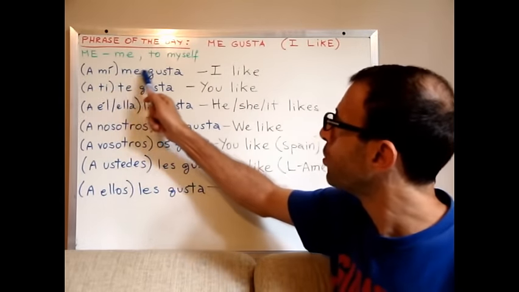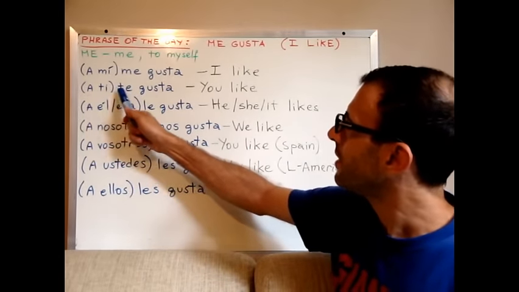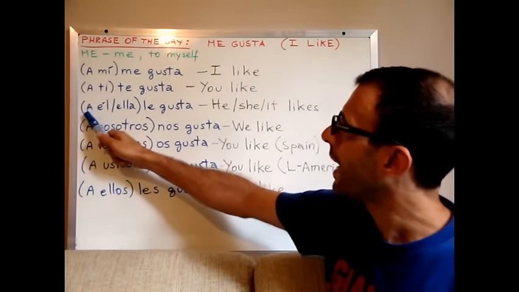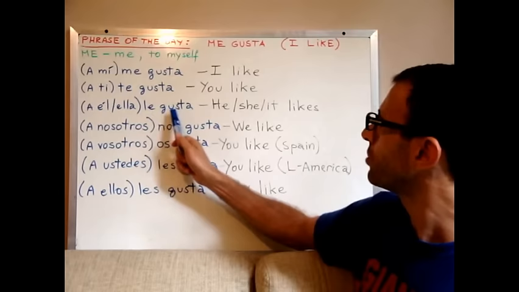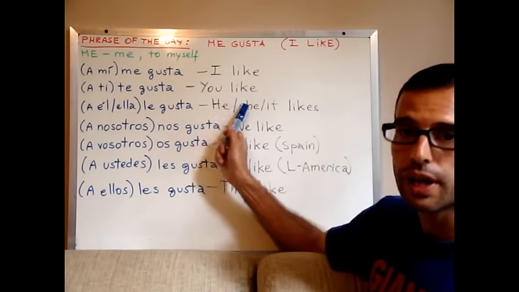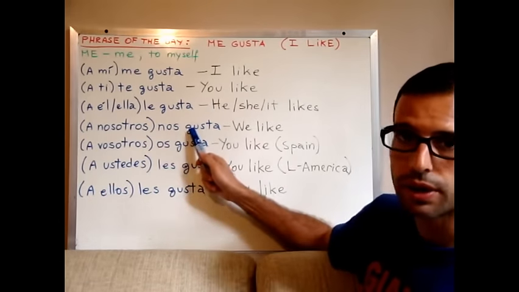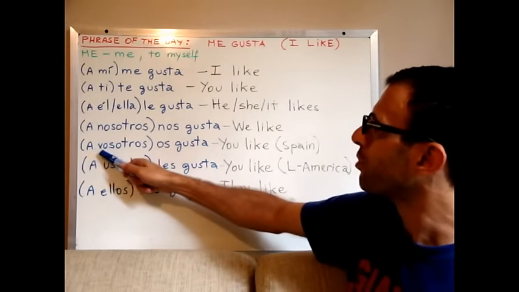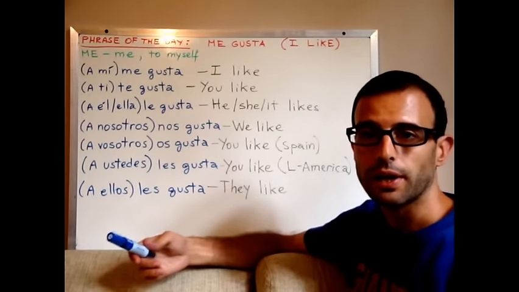A mí me gusta would be I like. A ti te gusta would mean you like. A él le gusta or a ella le gusta, he likes or she likes. A nosotros nos gusta means we like. A vosotros os gusta would be you like, right?